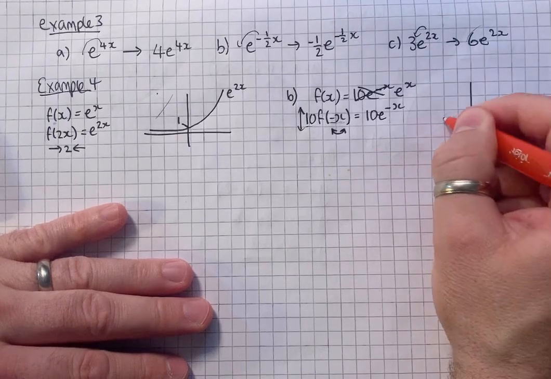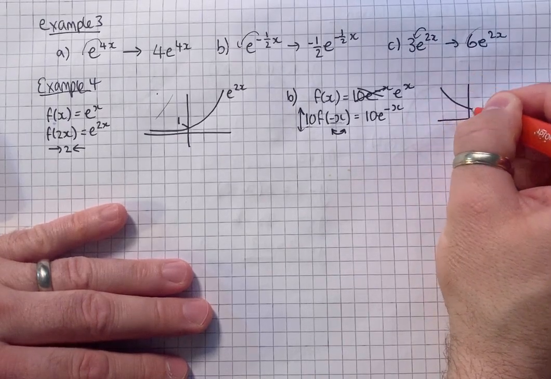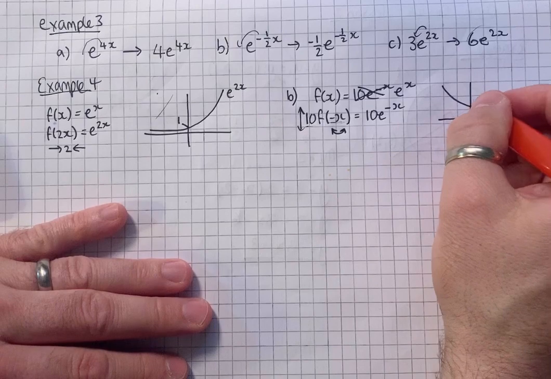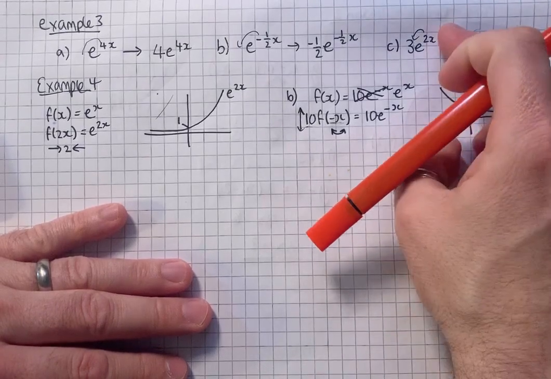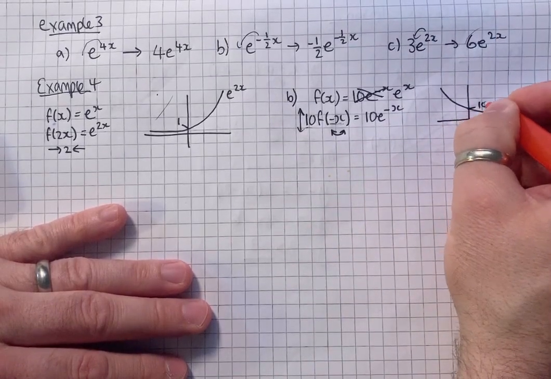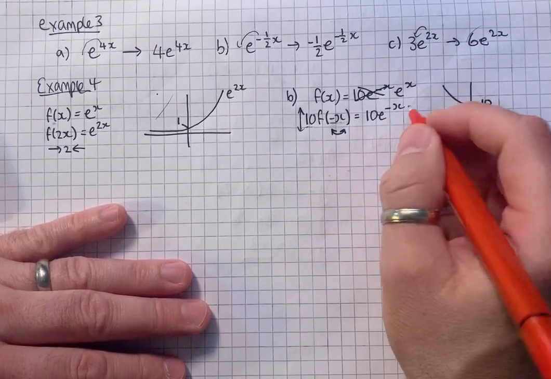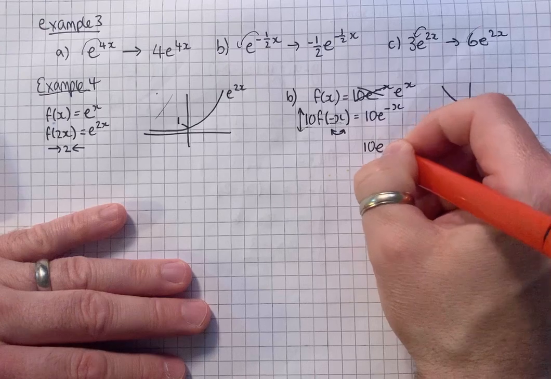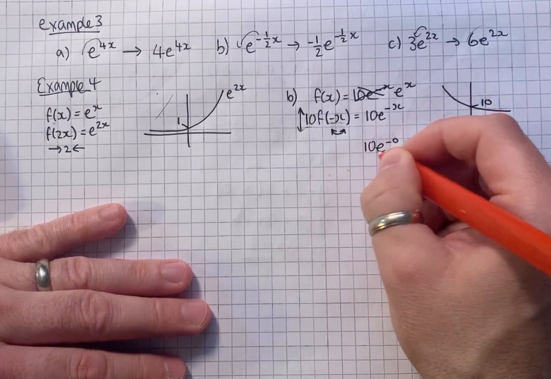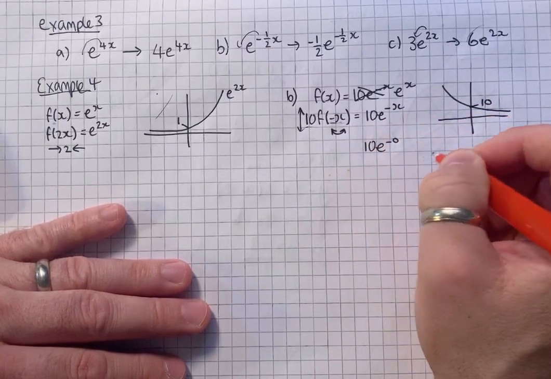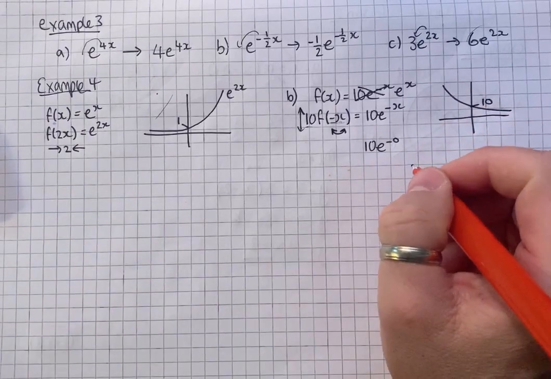So that will look something like this. So flipped, and when we stretch by a factor of 10, the 1 becomes a 10. I mean, you can check that by substituting in 0 into the graph. So 10 e to the minus 0, e to the minus 0 is 1, times 10 is 10. So we know that point is correct.